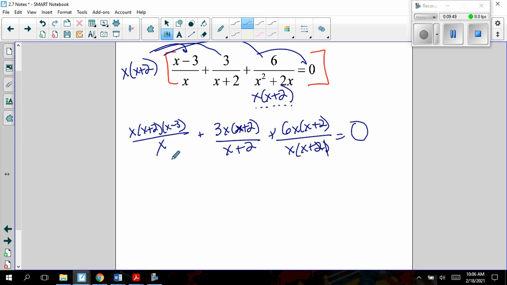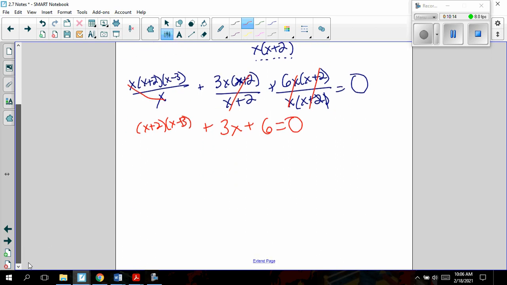Okay, so we go to each term and we go, all right, what divides out? Well, x divided by x divides out. So x plus 2, x minus 3 is left. x plus 2 and x plus 2, those are exactly the same term, so I just have a 3x left. And this x divided by x is 1, x plus 2 over x plus 2, so just a 6 is left. Okay. And now it's a straight solving, so do a little foiling.